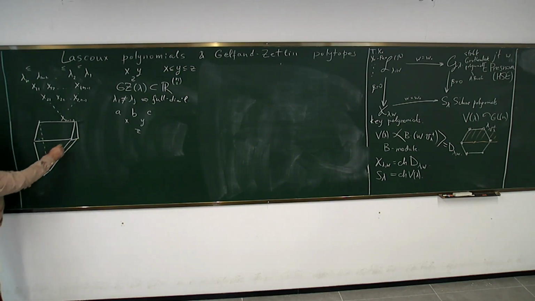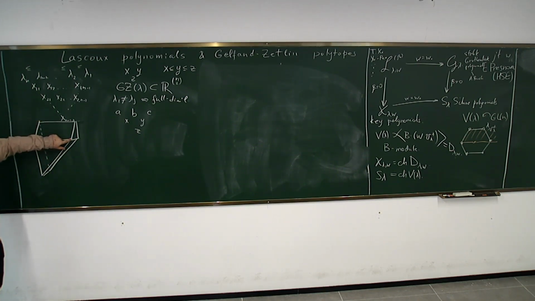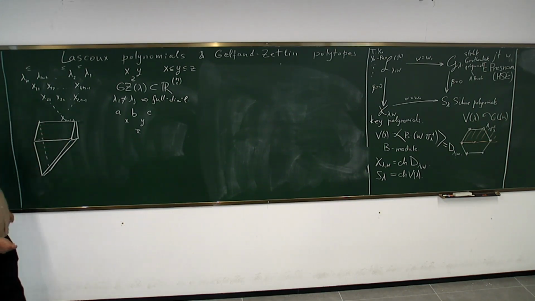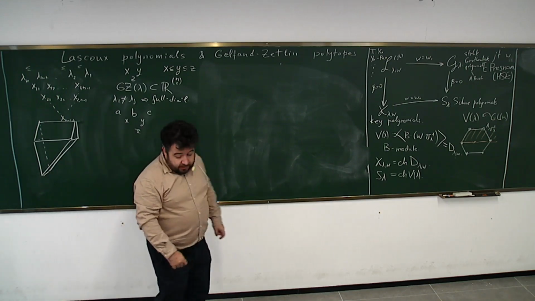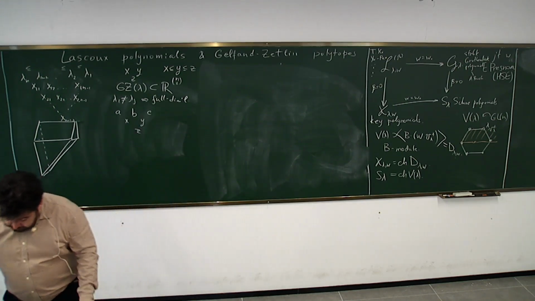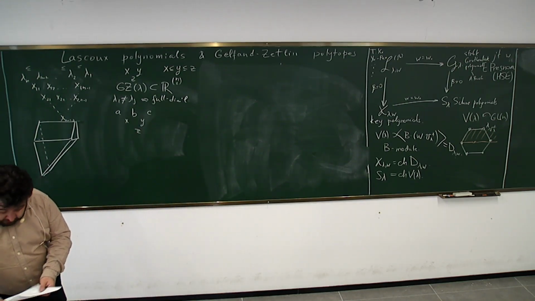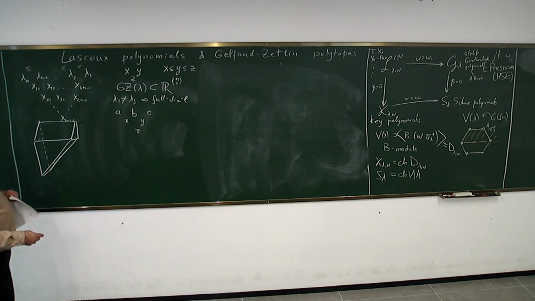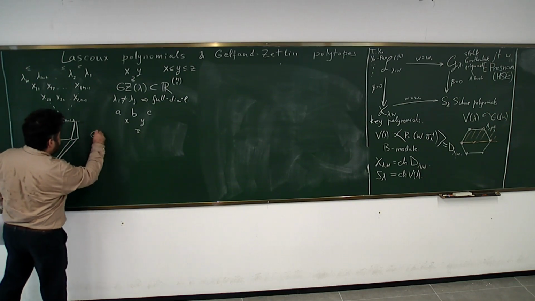Something like this. So you see it's like a combinatorial cube with one edge collapsed. So it is non-simple. Here you have a non-simple vertex. And, well, that's how it is. Okay, so, and also you can define Gelfand-Zetlin patterns, GZ patterns.